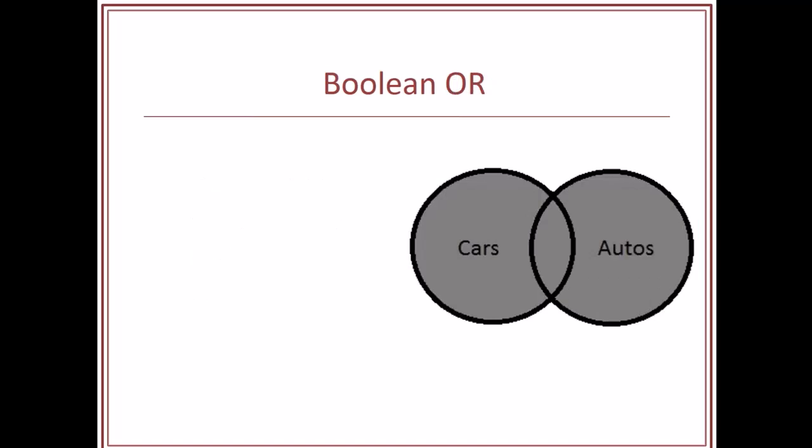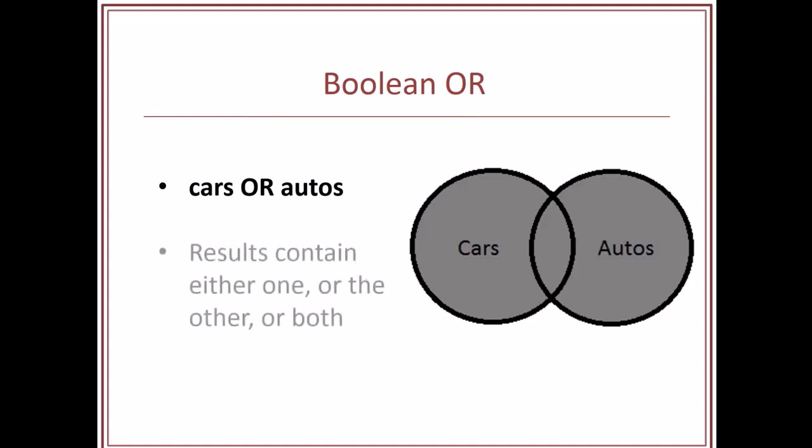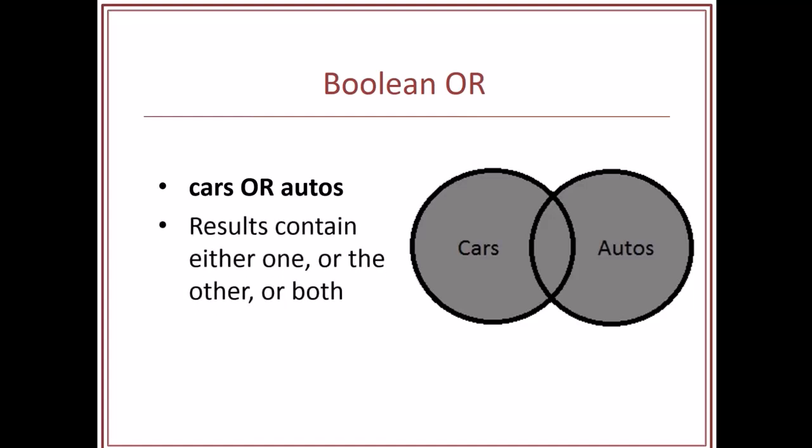Joining search terms with or finds results that contain either one term or the other, or both terms. A search for cars or autos will return items that include either cars or autos or both in the record. Using or is an easy way to expand your search to include variations in terminology.